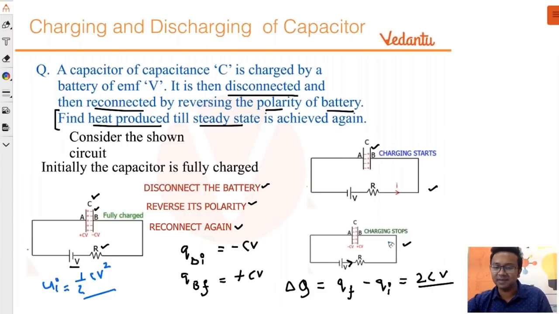And if you see, this is my final situation where the charging has actually stopped. All right. So what is my U final equal to? Any guesses, all of you? Yeah, it is half CV square. So has there been any change in the energy stored in the capacitor? No. The change in the energy stored in the capacitor is basically equal to 0.